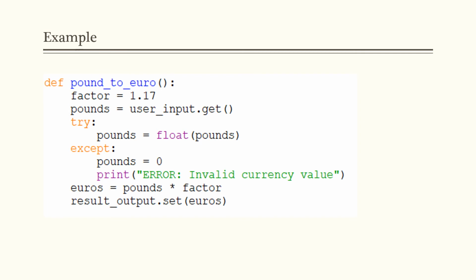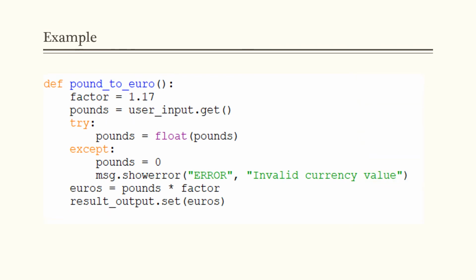So this is what the code would look like when we've done that. All I've done is change that one line, the print line. Instead of print in the shell, it says MSG. Remember, that's my abbreviation for message box. So MSG.showerror, and error will be the title, and invalid currency value will be the message. And that's it. Can you see how much easier that is? It's more or less like a print command. And I do recommend you use it for all quick messages you want to output to the user.